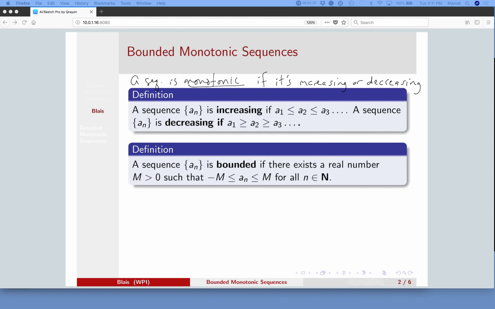We often will also define a strictly decreasing sequence if these are just strict inequalities. Similarly, a strictly increasing sequence would have strict inequalities here. But generally, monotonic means your sequence is either increasing or it's decreasing.